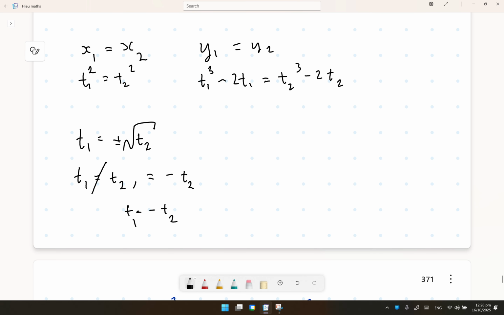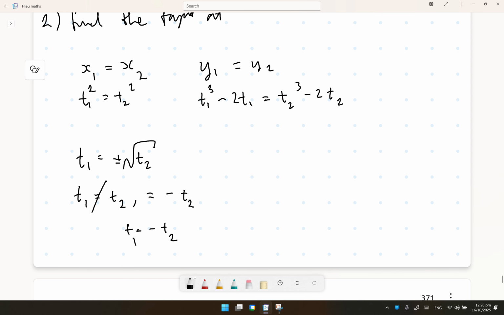So now we can plug that back in here. Every t1 we substitute with minus t2. So we have minus t2 cubed minus 2 times minus t2 is equal to t2 cubed minus 2t2. The minus comes out to make it positive. This becomes minus t2 cubed plus 2t2 is equal to t2 cubed minus 2t2.